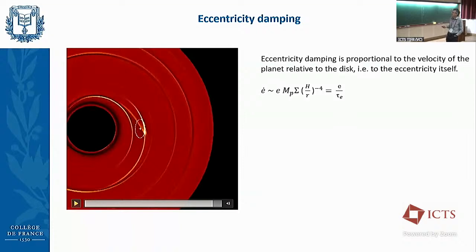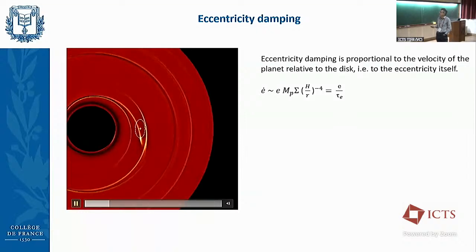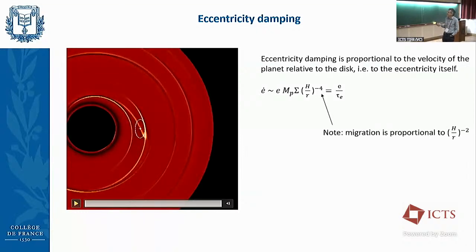It's a little bit complicated to show why it is so. So instead of being proportional to h over r to the power -2, like the torque exerting migration, it's actually proportional to h over r to the power -4. So eccentricity damping is much faster than migration. That's what it means, because h over r is a small number, 2%. So the eccentricity damping is much faster than migration. And so we can write it as e over tau e.